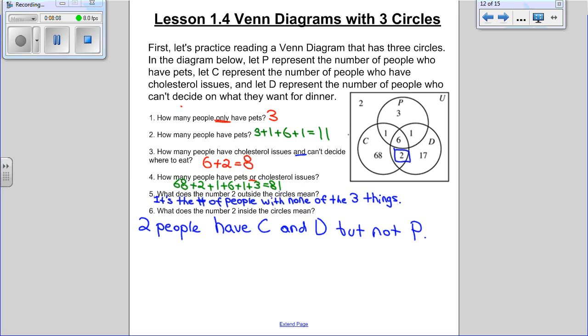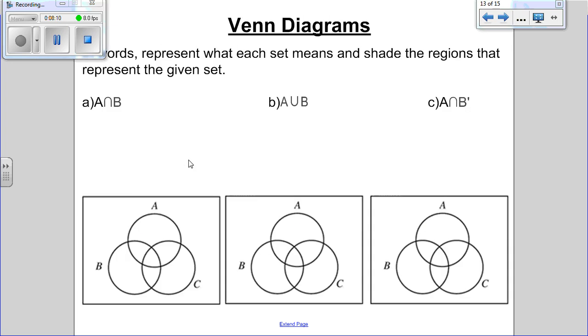All right, we're going to shade in a couple. We did 2 slides of this. Last time I think we did like 3 or 4, so we got a lot of practice yesterday with those. This question says, represented in words and then shade the region. So this is A and B. In words, we would say all things in A and B.